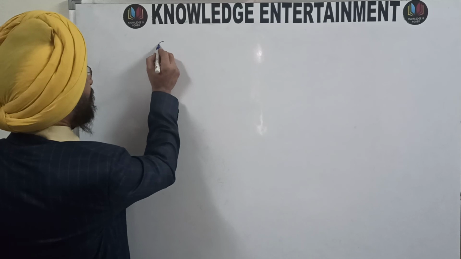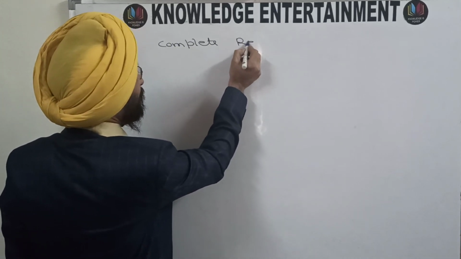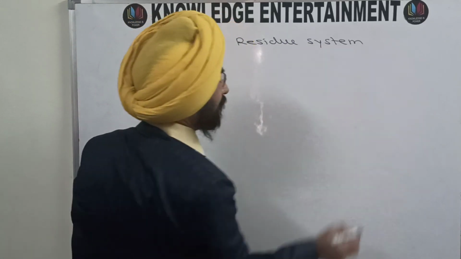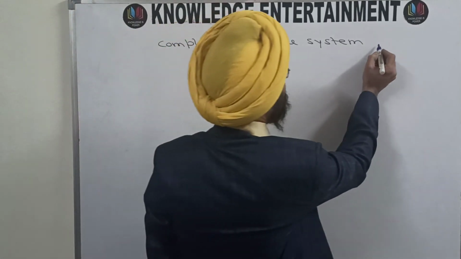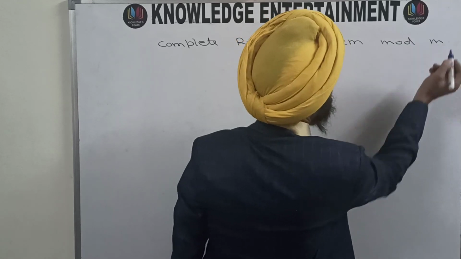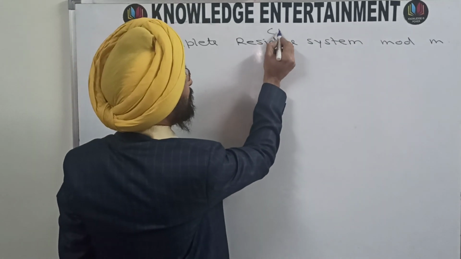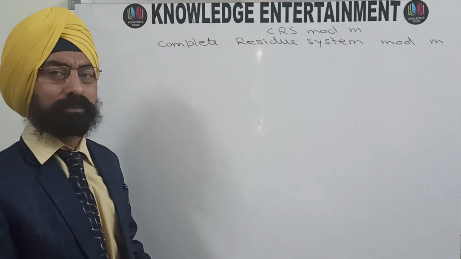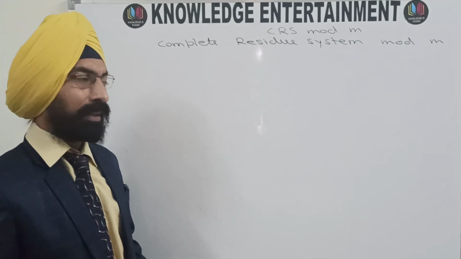So let us first of all define complete residue system. What a complete residue system is. Modulo m, obviously, for some integer m we will define complete residue system modulo m, and in short we will write it as CRS modulo m. CRS modulo m means complete residue system modulo m. What a complete residue system modulo m is?